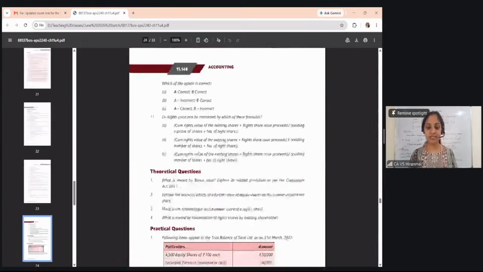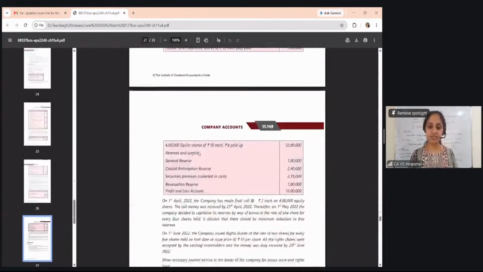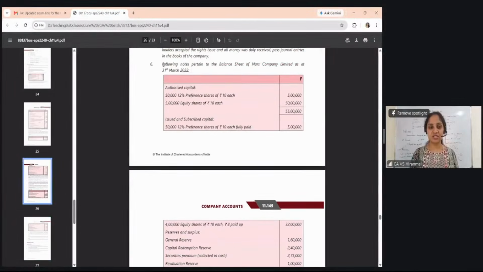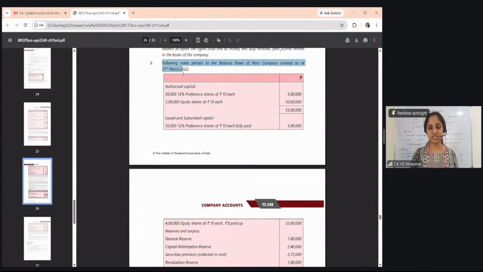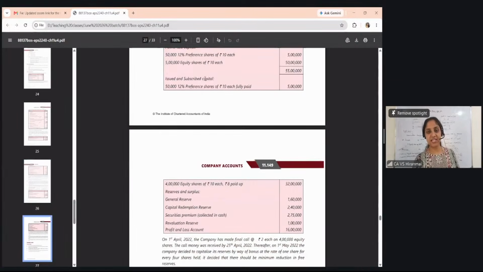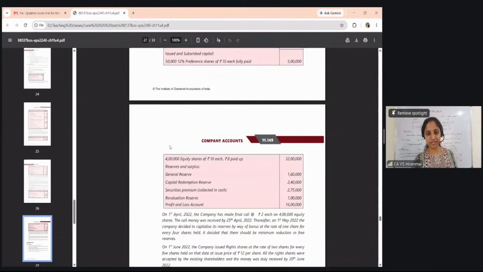Now, please see here the most important question which came even in your exam, illustration or the practical question number 6. All of you, please see. The following notes pertain to the balance sheet of Mars Company Limited. 50,000 plus this 5 lakhs issued. That one is authorized, this one is issued. There please look at the equity shares.